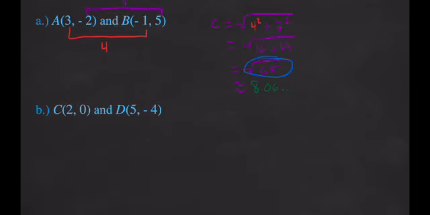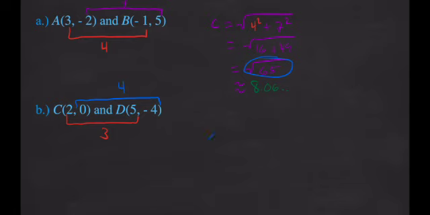Okay, part B, Pythagorean's theorem. Let's do this the same way. X's, how far is 2 and 5? Well, they're the same, being positive. So we just subtract. 5 minus 2 is 3. And we always take the bigger one minus the smaller. Okay? Then 0 and 4, well, 0 to negative 4, that's just a distance of 4.